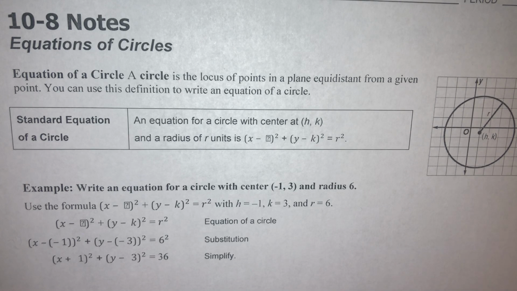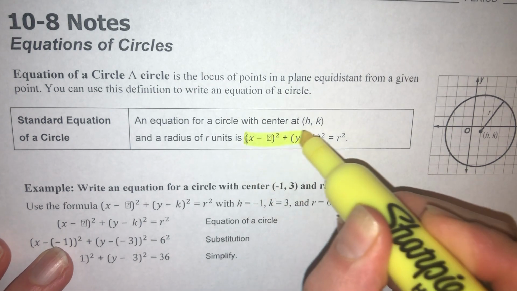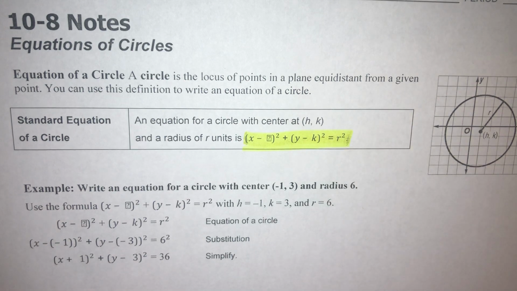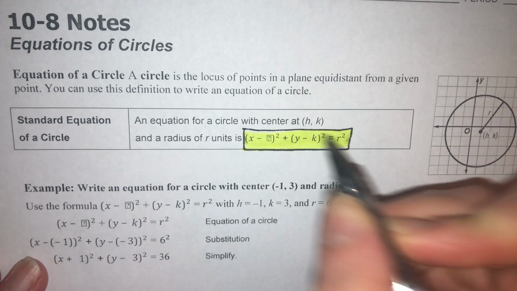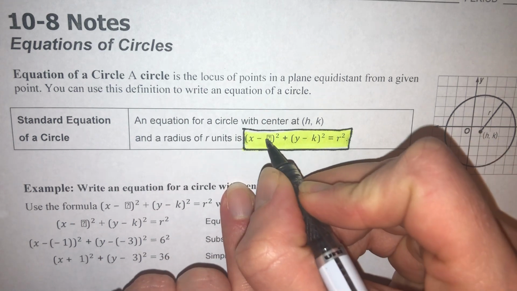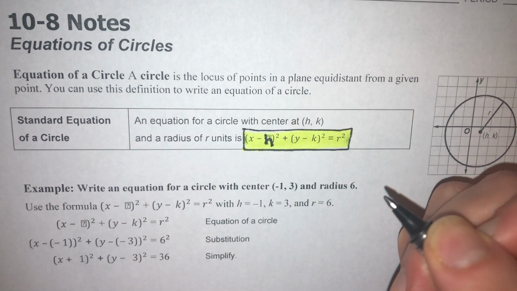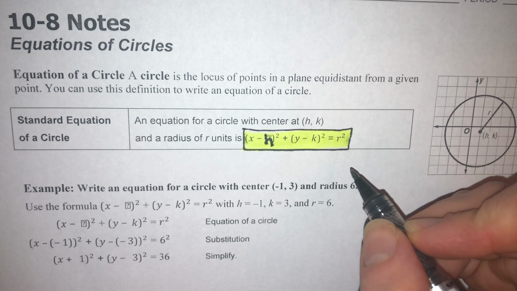Today's lesson is about equations of circles. We have a little box here that has some important information. Unfortunately, there's a little typo in it. This right here is the formula for the equation of a circle, and one thing is not correct in it. It's supposed to say the quantity x minus h squared plus the quantity y minus k squared equals r squared.